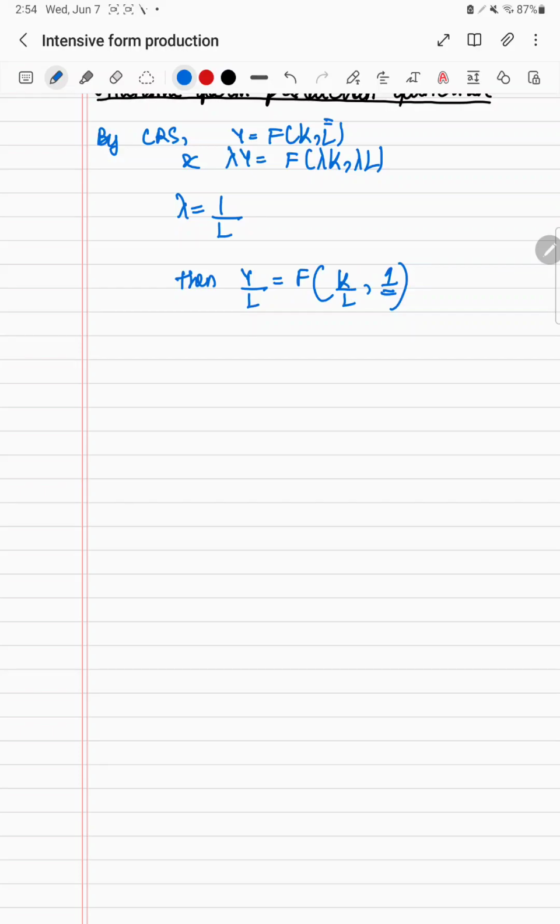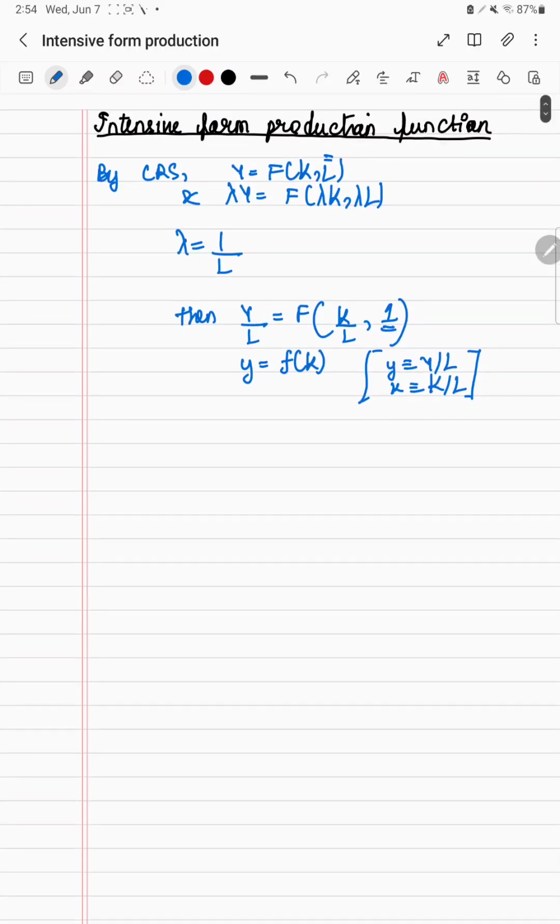So we can rewrite this as small y equals f of small k, where small y is defined as y by l, and small k is defined as k by l. Right? So small y is purely a function of small k, and this is a new function. This is small f, not capital F. This is a new function.